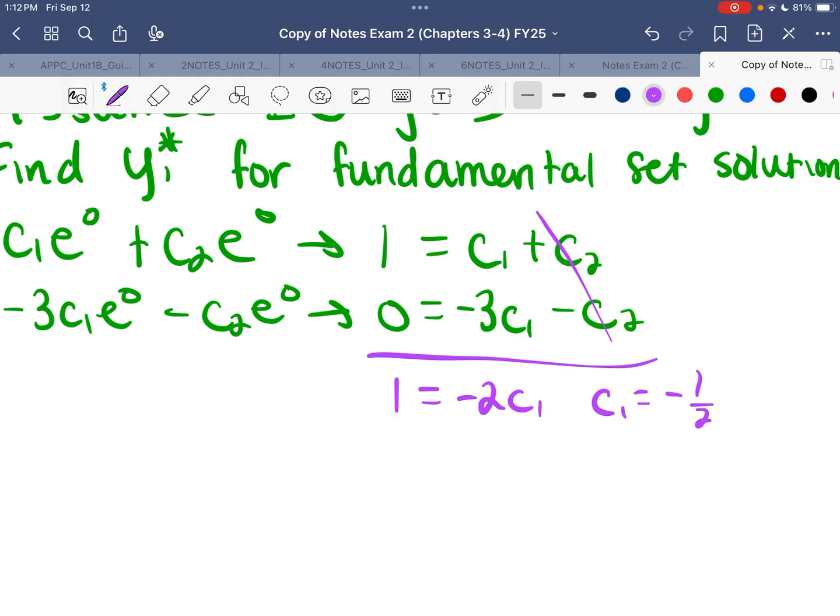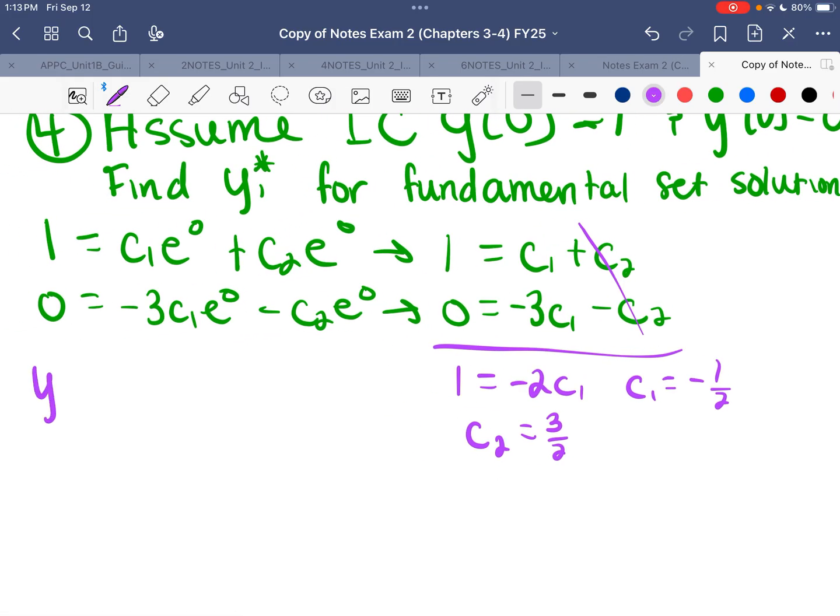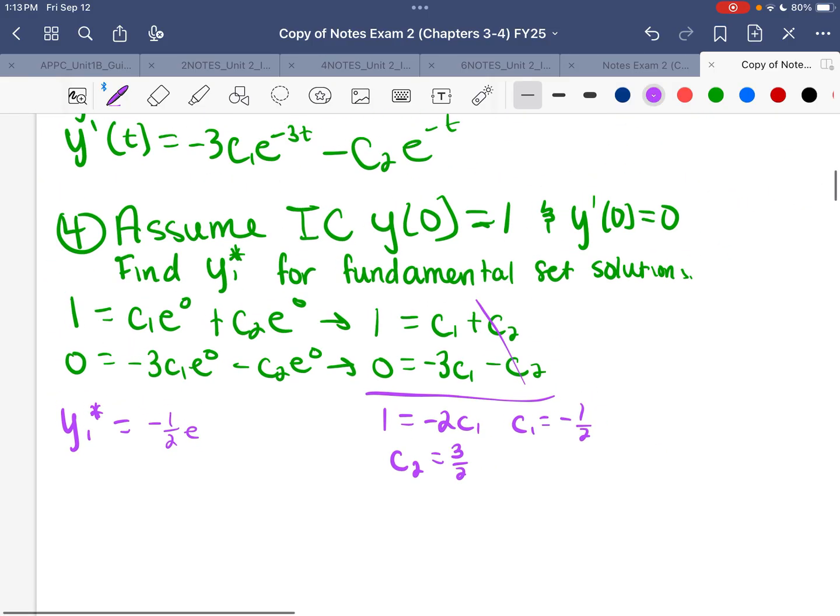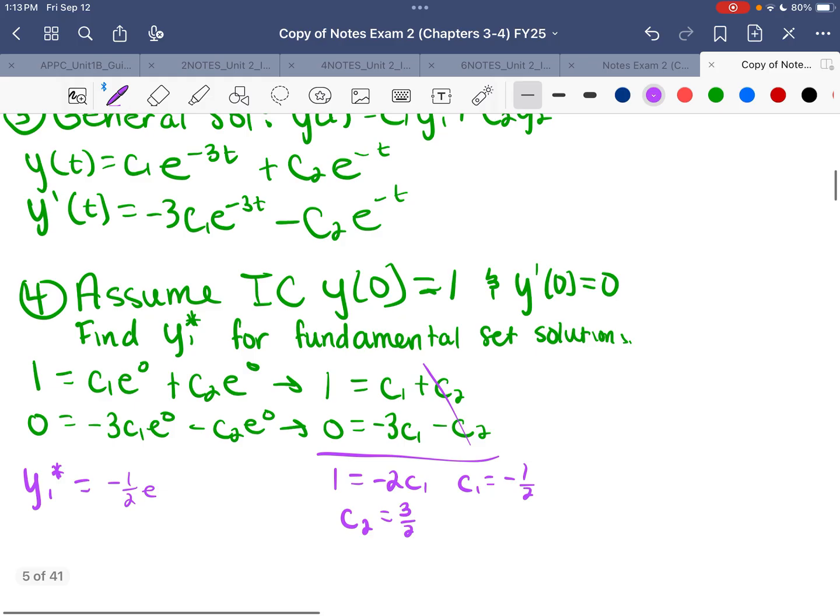All right, C1 is equal to negative 1/2. Plug that back in, and C2 is equal to 3/2. So that makes y1 star equal to negative 1/2 e to the negative 3t plus 3 over 2 e to the negative t.